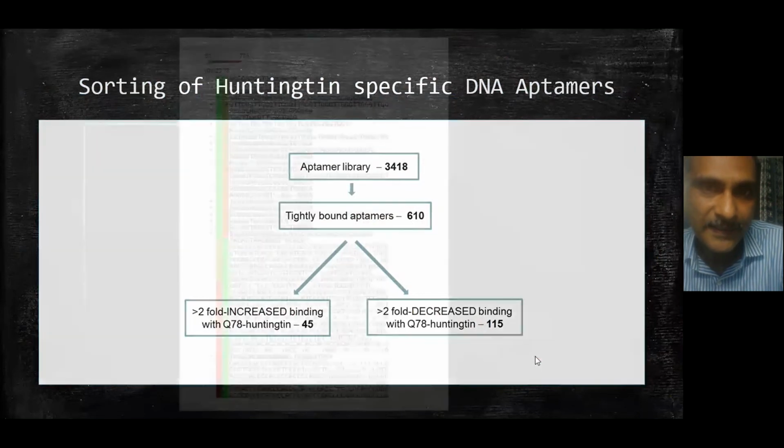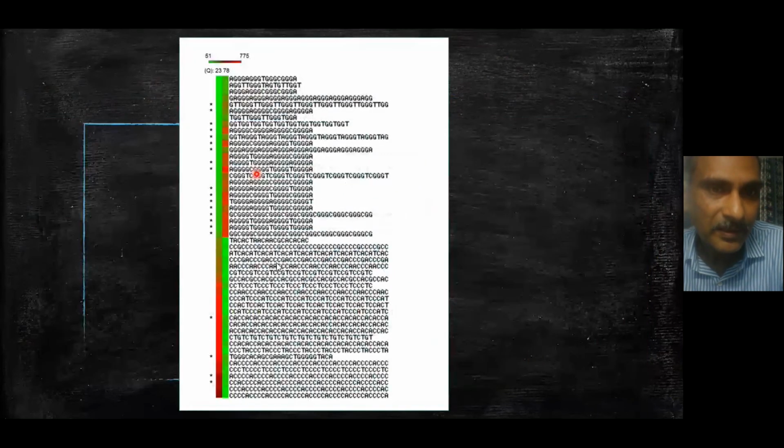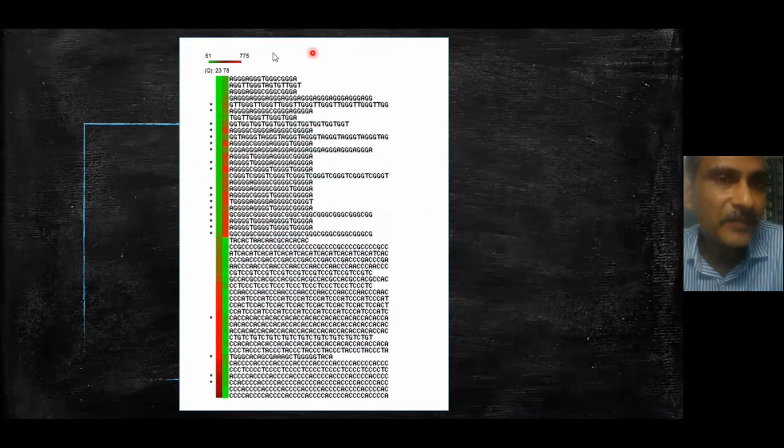And we got a list, okay, so this is a big list where they show the ones which show higher binding with mutant or the wild type. You can see here, the differentially binding aptamers are marked with asterisks. So these are the different aptamers which were specifically binding twofold more to the mutant Huntington. Okay, so all these aptamers, then we got generated sequences, and then we checked them again using ELISA method.